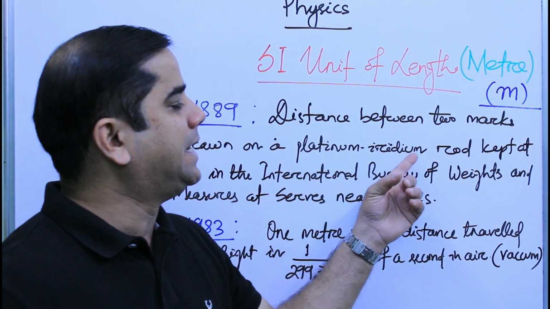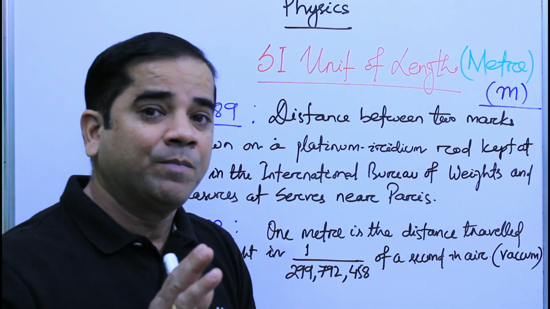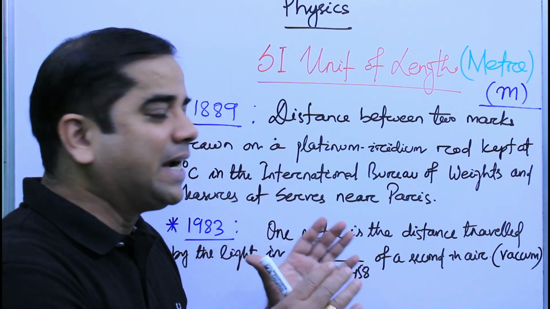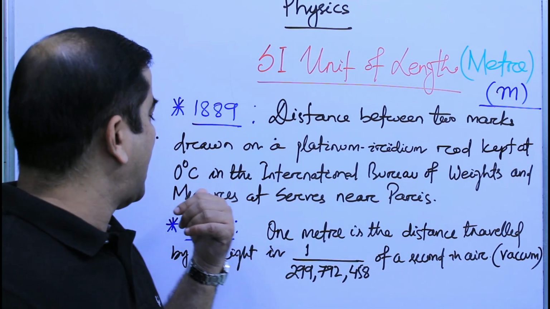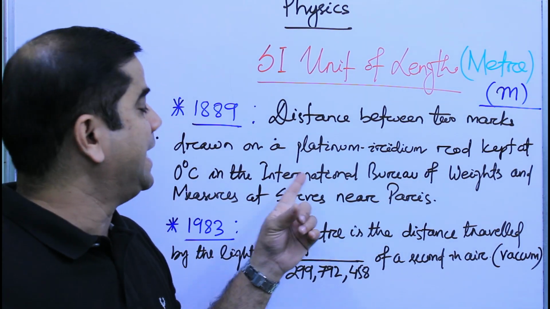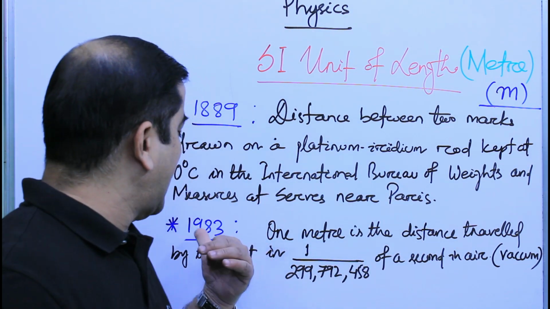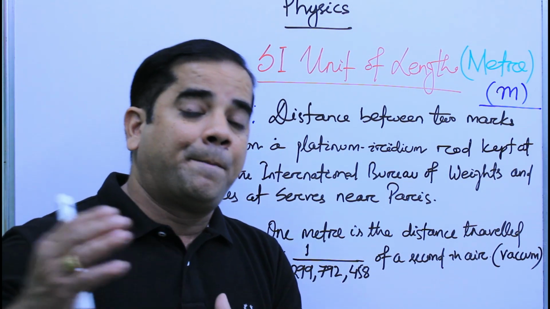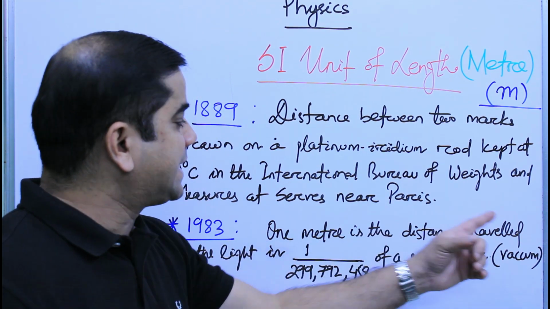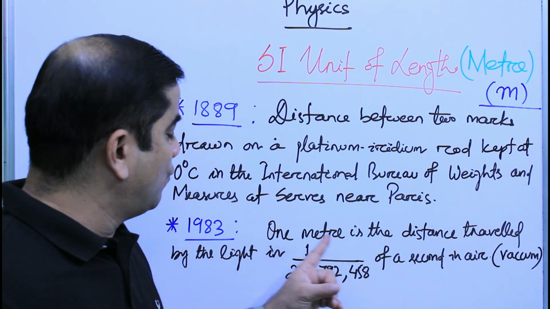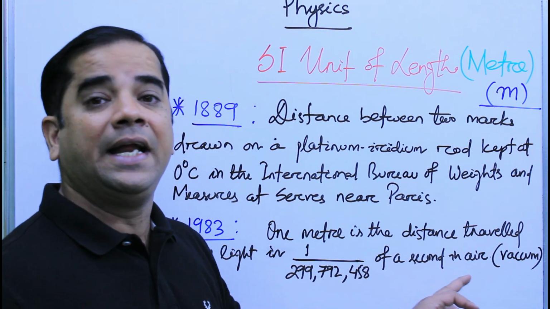So what is a platinum iridium rod? It is an alloy in which 90% is platinum and 10% is iridium. So it is defined as the distance between two marks on this rod, which is kept at 0 degrees Celsius in the International Bureau of Weights and Measurement at Sèvres near Paris. And later on in 1983, the meter was compared with the speed of light, and it is defined as the distance travelled by light in 1/299792458 of a second in air.